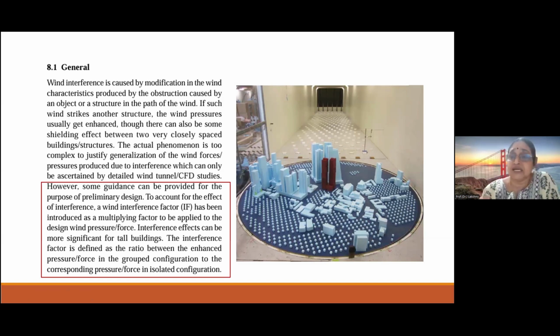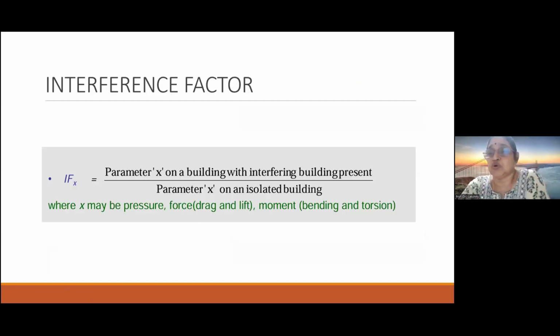But if it is an unusual shape building, etc., then again for the interference factor you have to do a wind tunnel or computational fluid dynamic study. Basically, the interference factor is the ratio of parameter X on a building with an interfering building present to parameter X on an isolated building. That parameter may be a pressure, or it may be a force like drag or lift, that is along wind or crosswind, or it can be a moment, a base moment like bending moment or torsional moment, etc. So it can be anything.